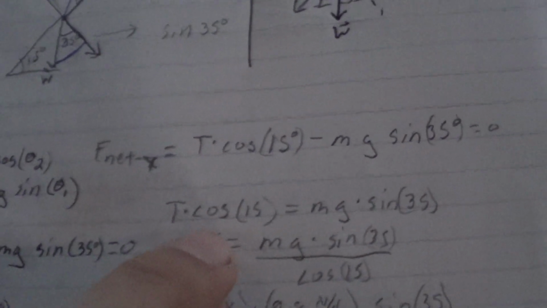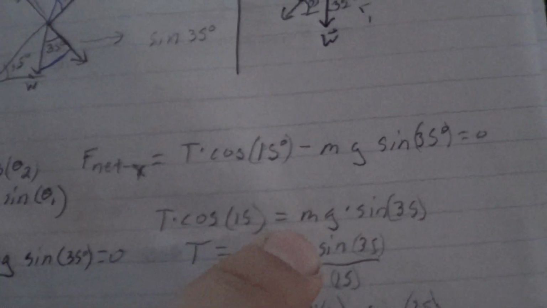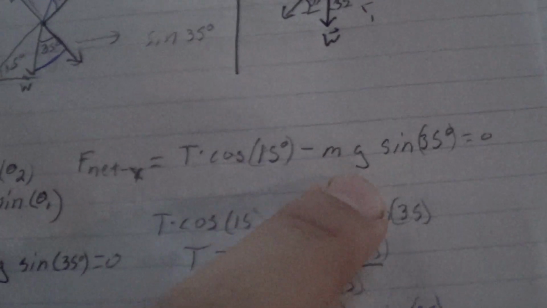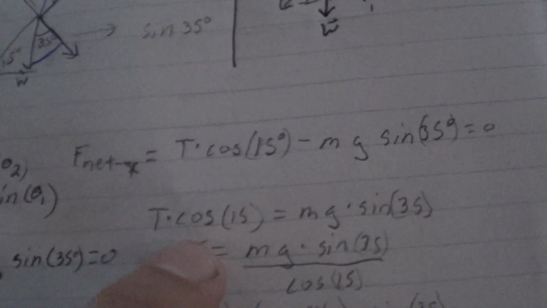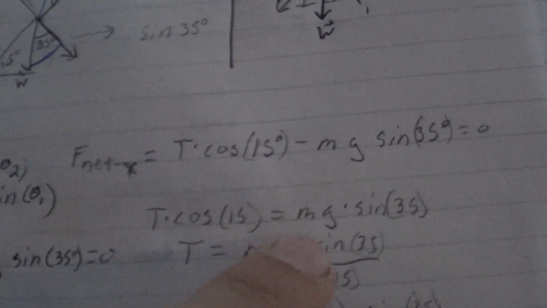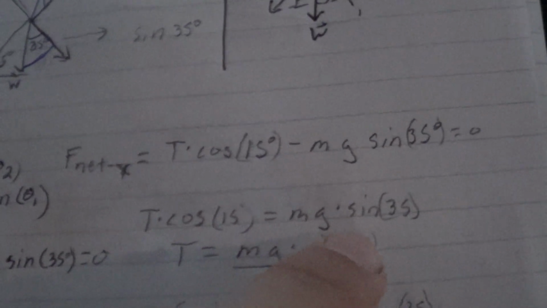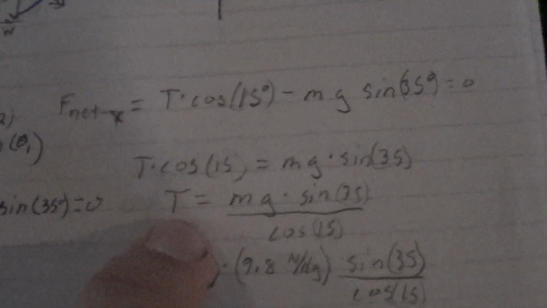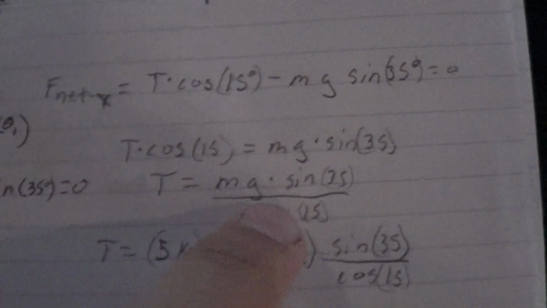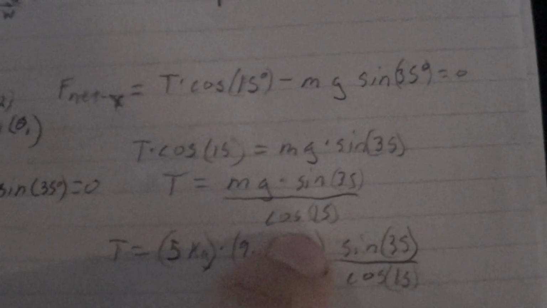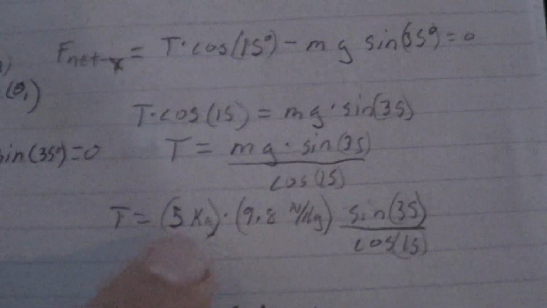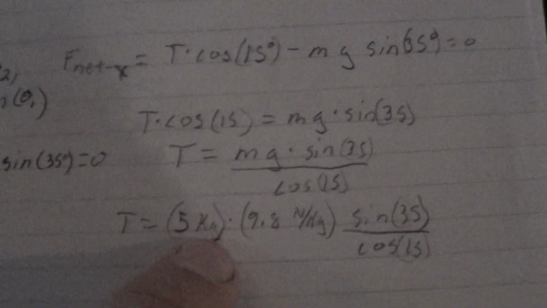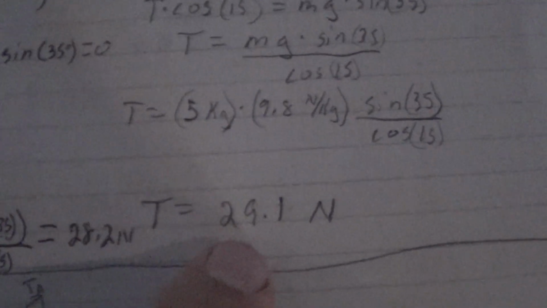And T times cosine of 15, we just added the mg sine 35 to each side, and we get T cosine of 15 equals mass times gravity times sine of 35. And then solving for T, we get T equals mass times gravity times the sine of 35 over the cosine of 15. And plugging in our numbers to get T, we get 29.1 newtons.